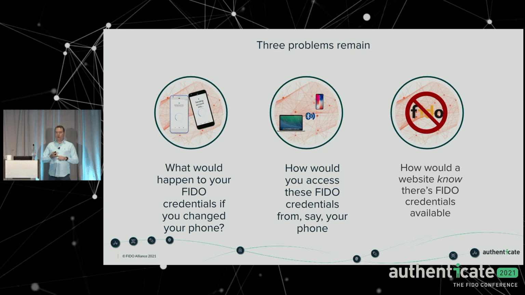And then the third one, which is a little bit more in the weeds, the third problem that we're struggling with is one of UX. And that is, if I have a FIDO credential on my phone, or on my machine, and I go to a login page, and the login page today says type your username and your password, how would that login page know that it should rather offer me FIDO login? Is it going to have a button that says login with FIDO, or click here for username and password?